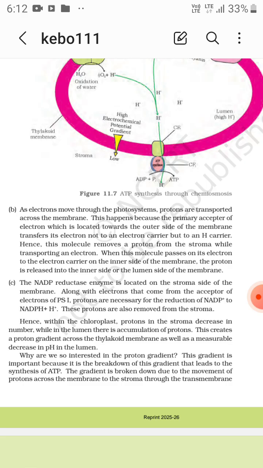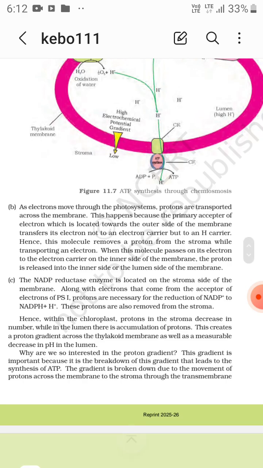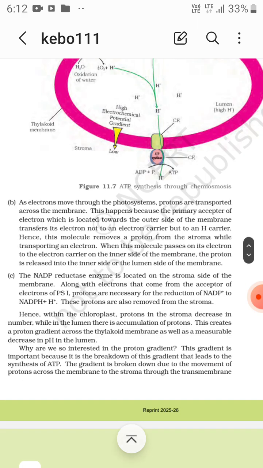When this molecule passes on its electron to the electron carrier on the inner side of the membrane, the proton is released into the inner side, or the lumen. So outside H plus gets transferred to the inside lumen.